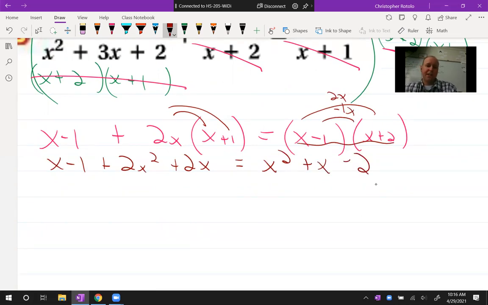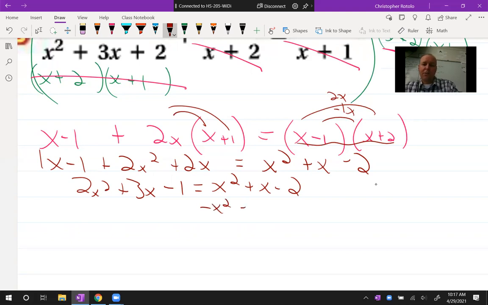All right, the left-hand side is still a mess, so let me put that together. 2x squared, I got 1x and 2x, so plus 3x and minus 1 equals x squared plus x minus 2. I don't know what's happening with this. Yeah, I do. I just made that part up, right? Put everything into one side. I want to try and keep x squared positive.